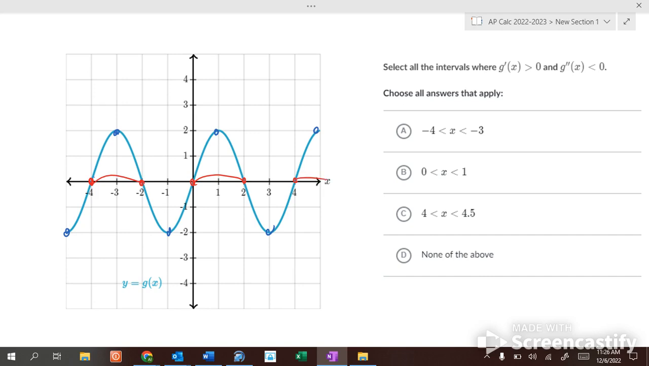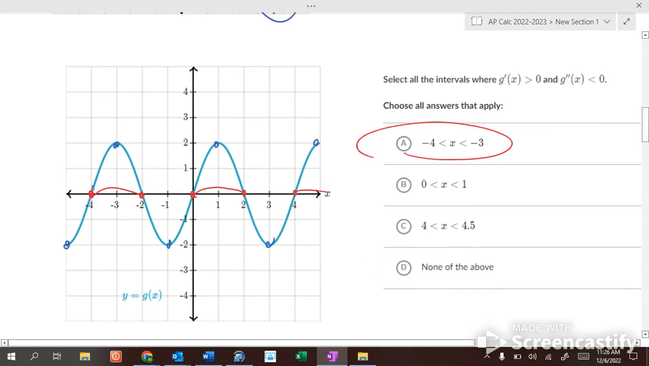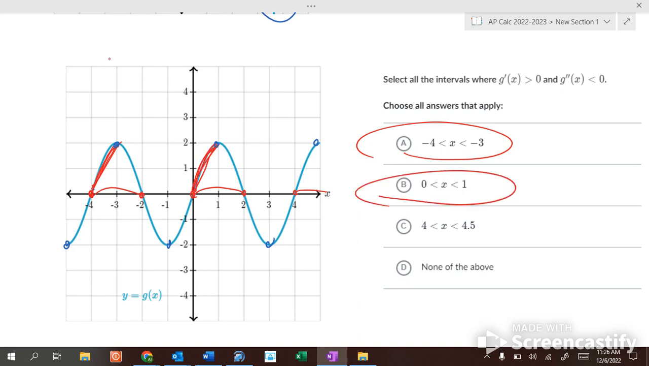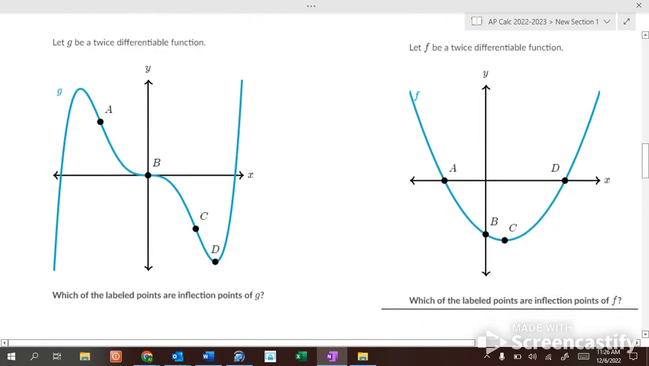So, if you look at it, -4 to -3, it's concave down and its slope is up. So that works, right? From 0 to 1, it's concave down and its slope is up. That works. From 4 to 4.5, it's concave down and its slope is up. So that works. So that's 3 answers.